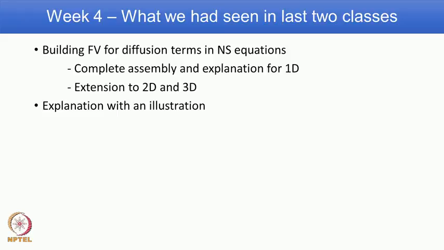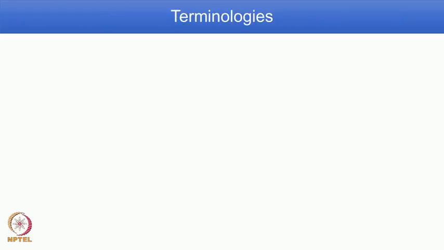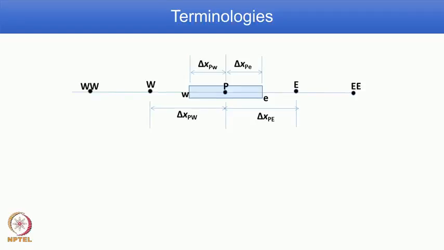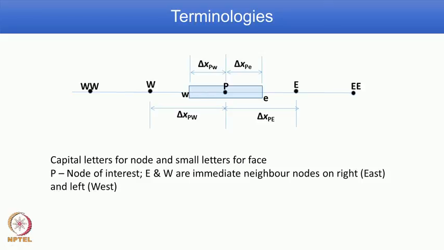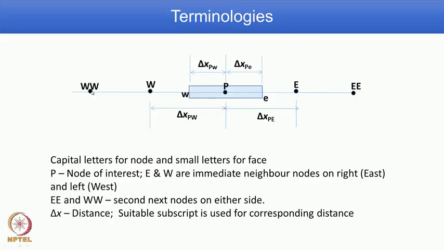Today's class will particularly focus on the convection as well as diffusion term included in the equation. Just for the sake of completeness, we will repeat the terminologies used in the finite volume strategy. This is a mesh that we have defined for one dimension. P is a node of interest, with east node and west node. East of the east node is given by EE and west of the west node is given by WW.